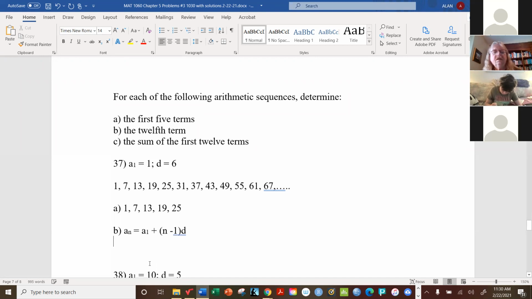Okay, so this means that A12 is, so A1 is 1, remember. We're looking for the 12th term, so N is 12. The common difference is 6.